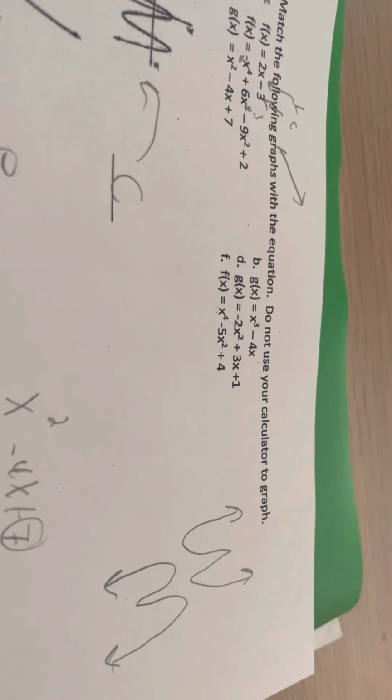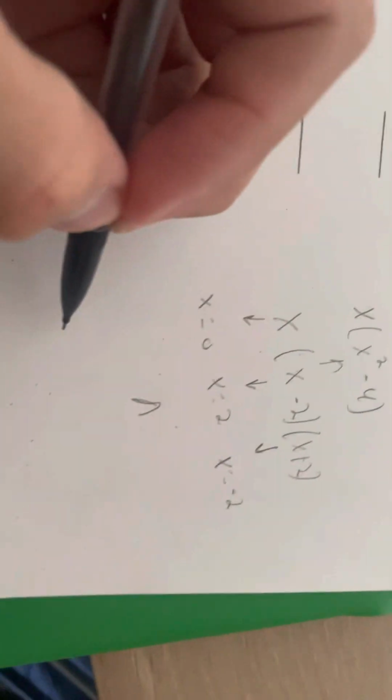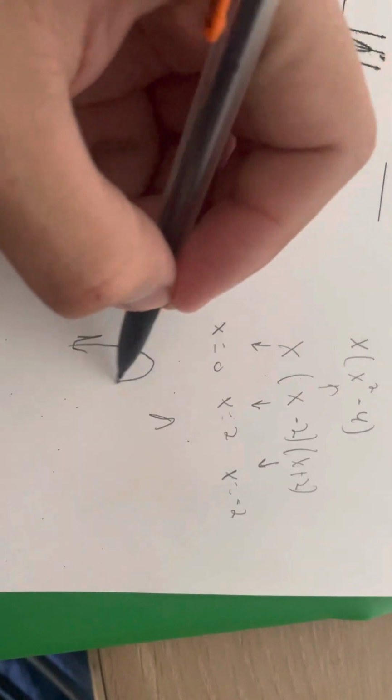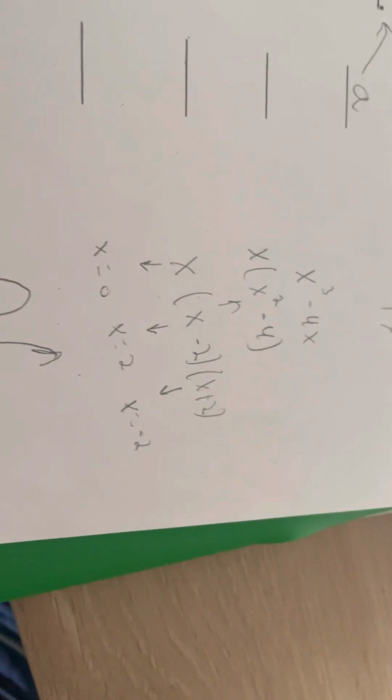So 1, 2, 3. And we know that this is also going to be a cubic polynomial, which means that the behaviors of the graphs are going to be opposite. So it's going to look something like this. Oh, that was a terrible line, but I think you guys got the picture.